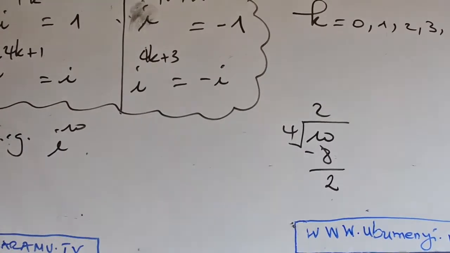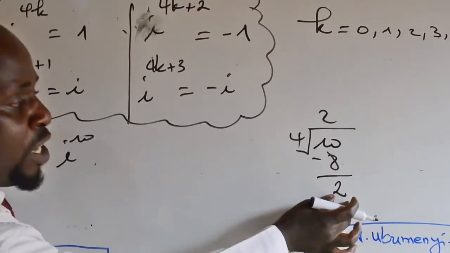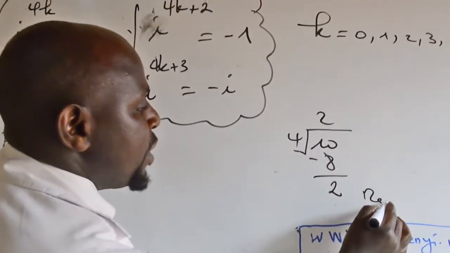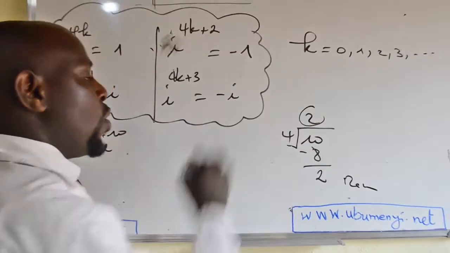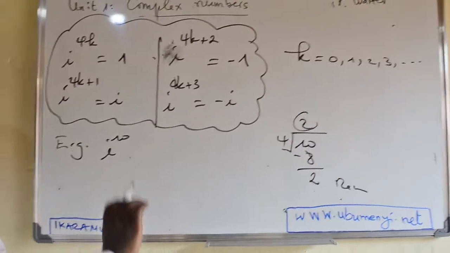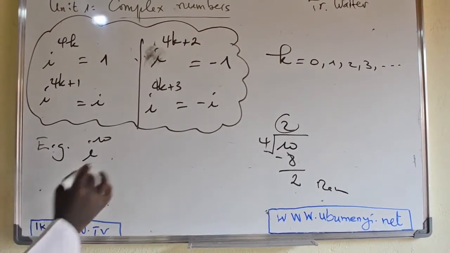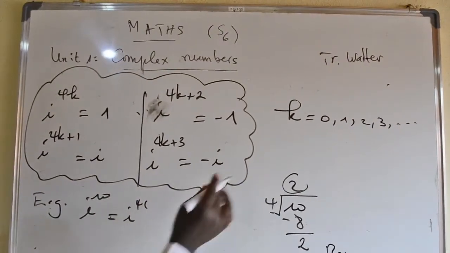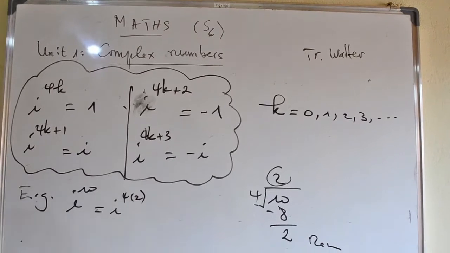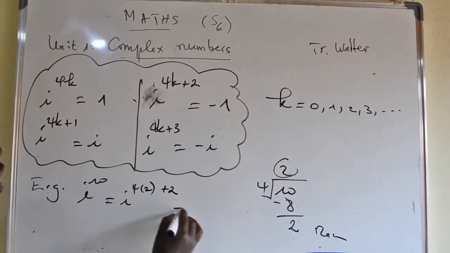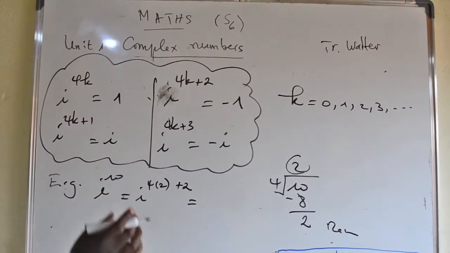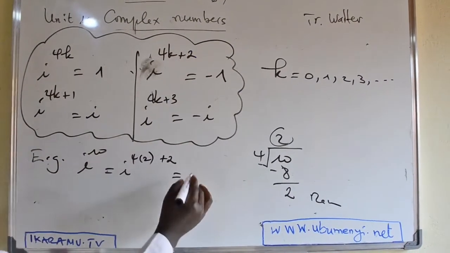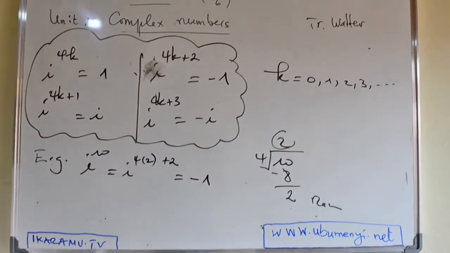Which means that I cannot go on dividing because 2 is smaller than 4. So I stop there. This is the remainder, this is the quotient, this is the divisor. We see now the remainder is 2. If the remainder is 2, we can write the number as i power 4 times 2, which is 8, plus the remainder, which is 2. And then we have the form 4k plus 2, which gives me -1. And I immediately show that it is -1.